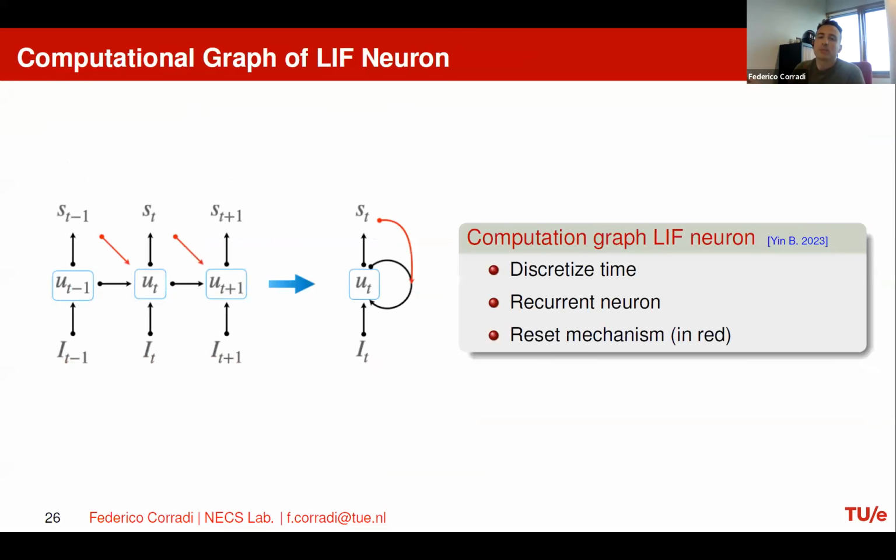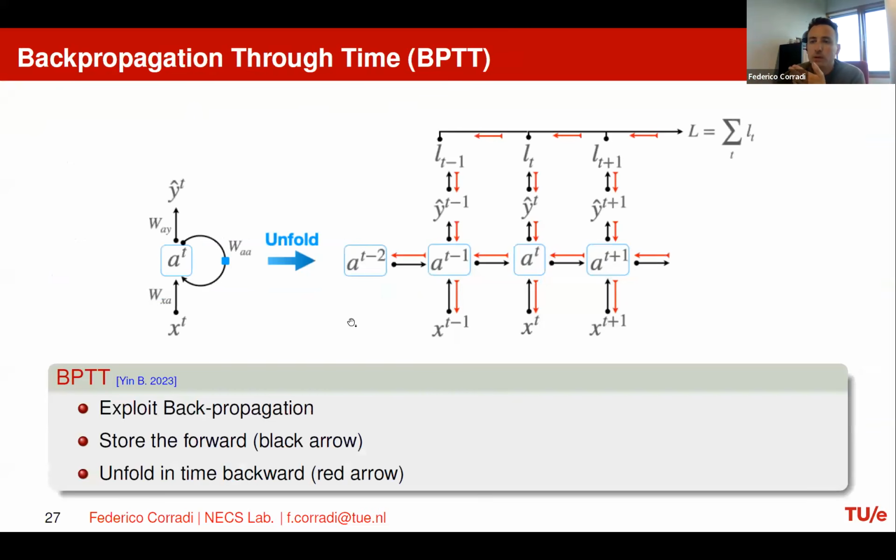But basically we use backpropagation through time. So you have a data set. We have a computational graph of the neuron that I'm going to go through, and we discretize the time in very, very tiny chunks, so nanoseconds, for example, hundreds of nanoseconds. And then we have the reset mechanism, and the computational graph is the following. So what you do when you train with backpropagation through time, right? We exploit backpropagation as everybody does.